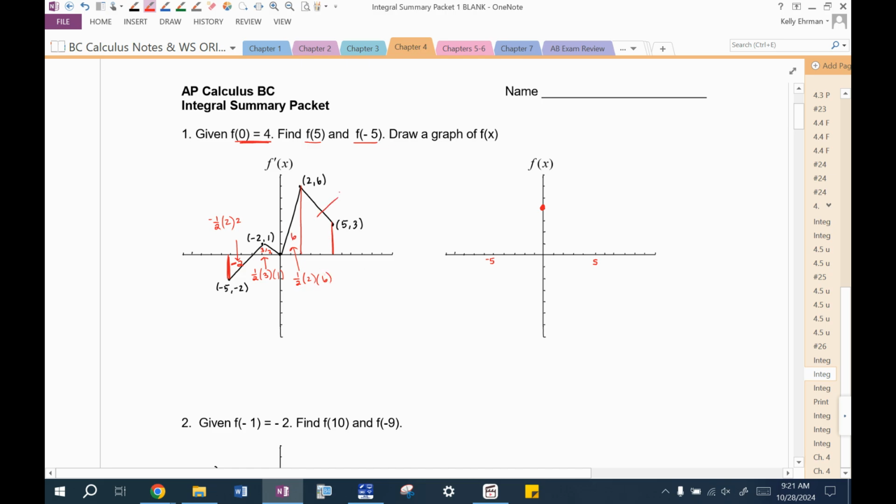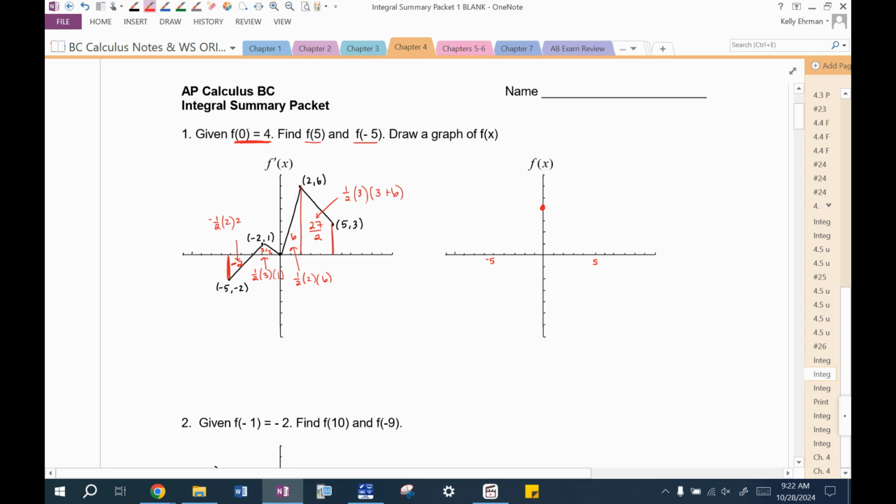This is a trapezoid. 1/2 times the height, which is 3, the distance between the parallel sides, times the sum of the bases. So 3 plus 6. So 9 times 3 is 27, 27 over 2. All right. So what is f of 5? Start with what you're given.